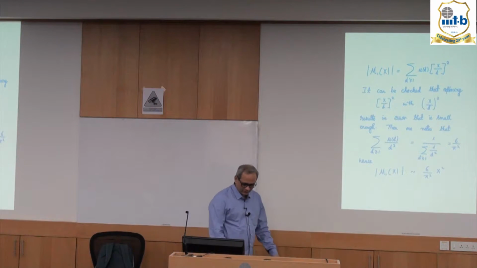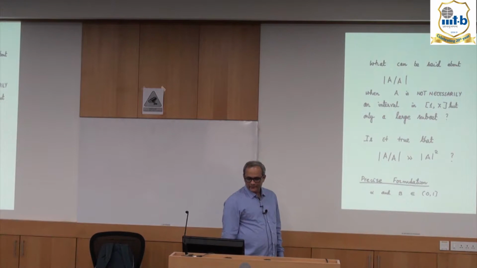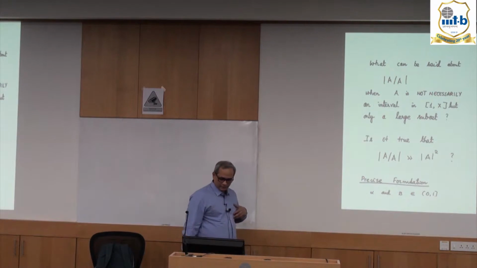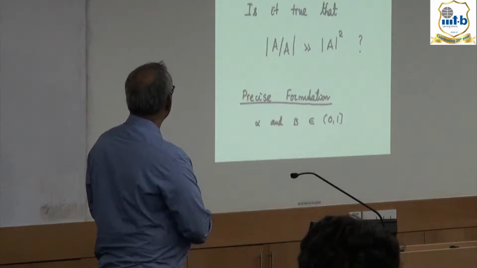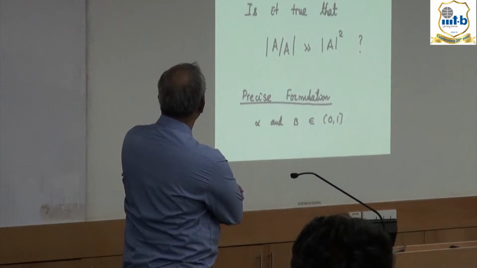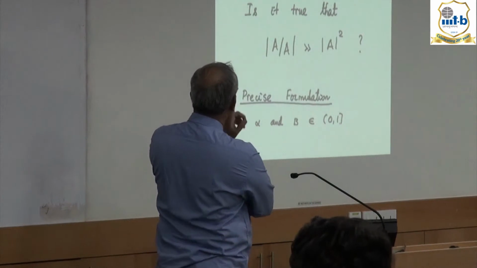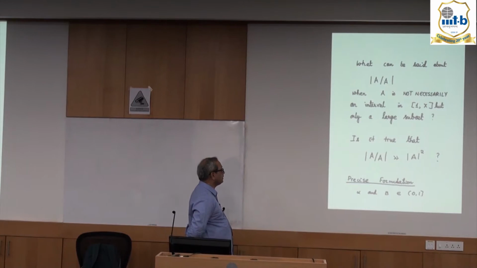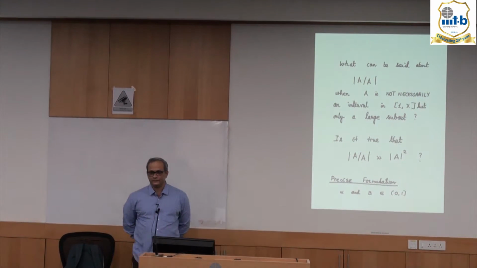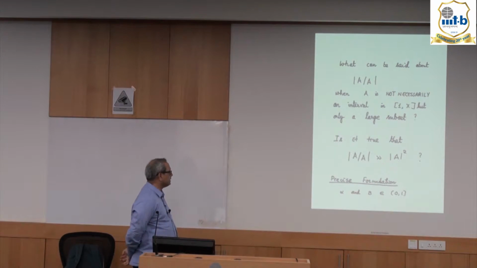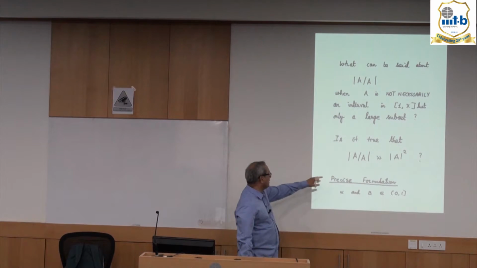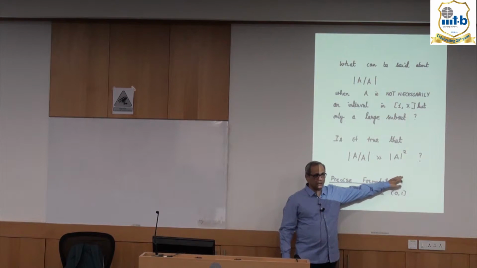Now we come to the theme I mentioned before. So here is the question. What can be said about A by A when A is not necessarily an interval but only a large subset of this interval? Okay, this is a question. Is it still true that A by A is comparable to the cardinality of A square?